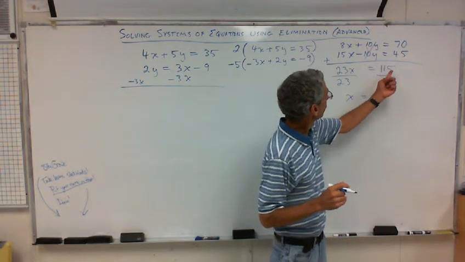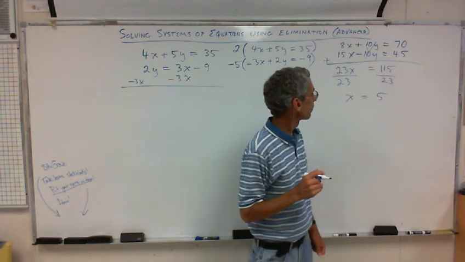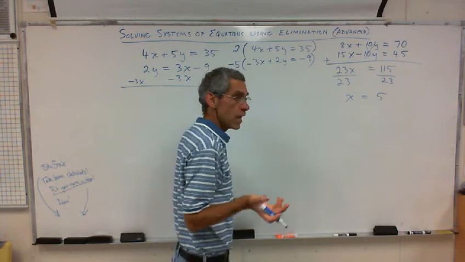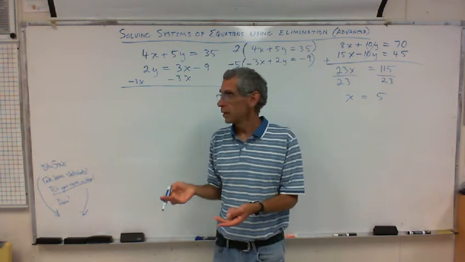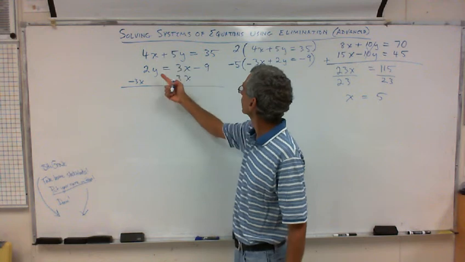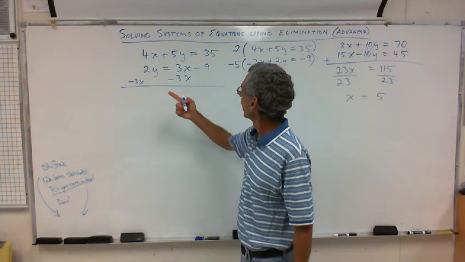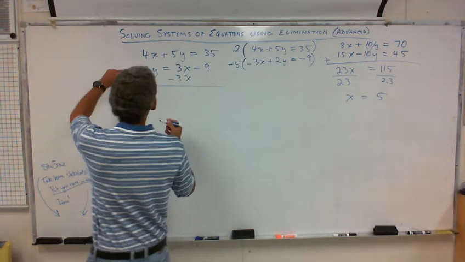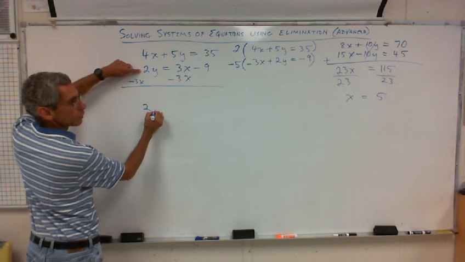5 times 3 is 15. Carry the 1, 10, 11. Yeah, you're right. Good. And I'm done, right? No. I got to go back and plug this x is 5 into one of these x's. I don't know which one. I almost like the second one this time. So I'm going to do the second one.